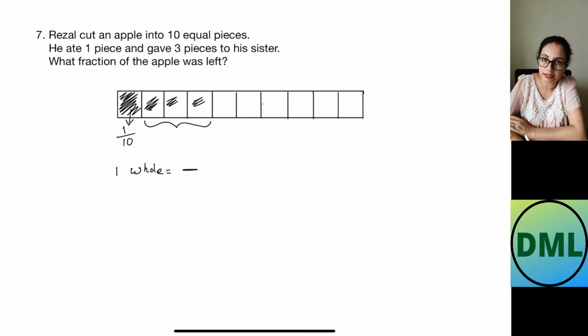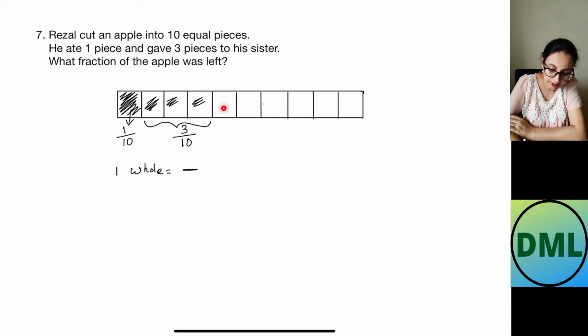Let's write this down in the form of a fraction. Total parts 10, which will be written in the denominator, and these 3 parts will be written in the numerator. So 3 by 10. Out of that, I need to find out what fraction of the apple was left.